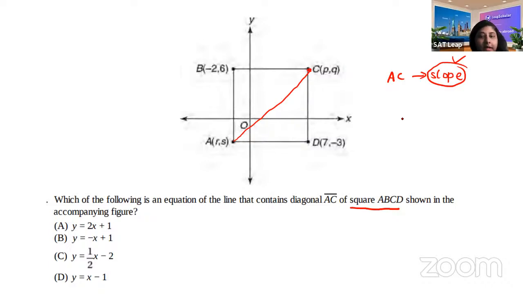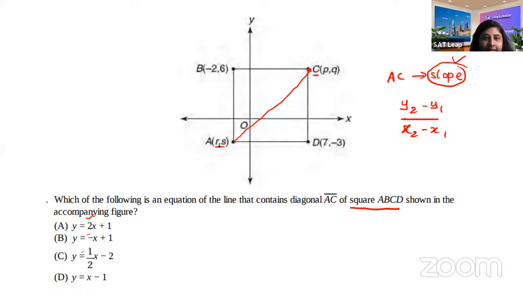Okay, let me explain. There are two ways to solve this question. Stop working, pay attention here. One is finding the A and C coordinates and applying the formula. If you observe the options, all the options have different slopes, so you can easily answer the question by knowing the slope alone.